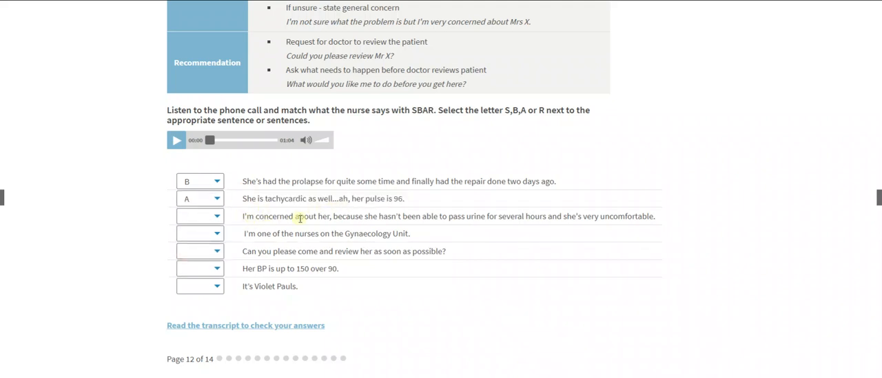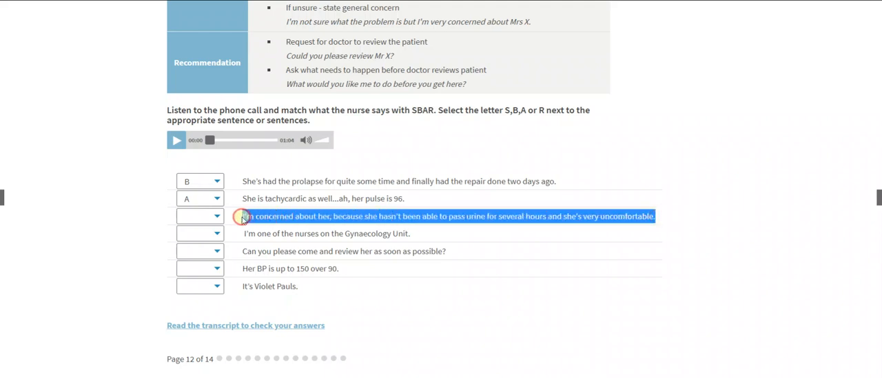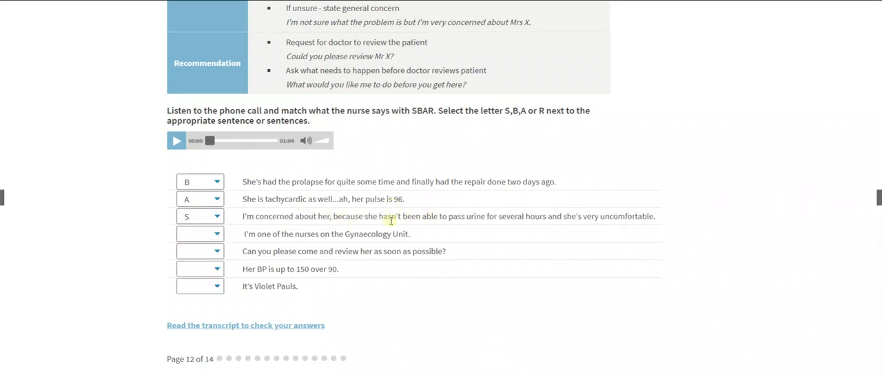Another one is I am concerned about her because she hasn't been able to pass urine for several hours and she is very uncomfortable. So this is, we can say, situation. And another one is I am one of the nurses on the gynecological unit, so that is also situation. Can you please come and review her as soon as possible? This is recommendation, because the nurse is asking the doctor, will you please come?